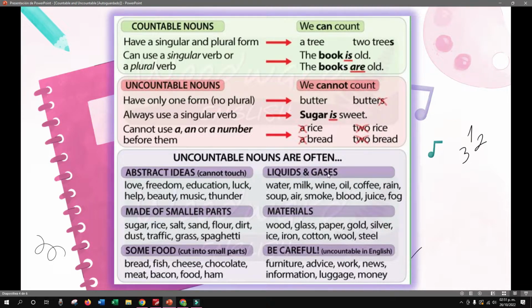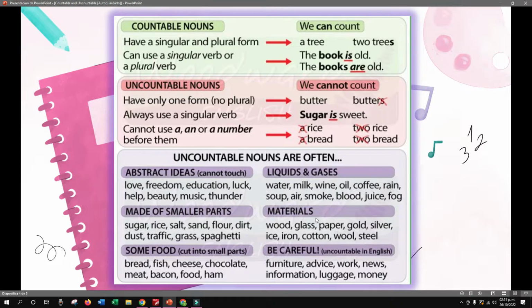Also liquids and gases like water, milk, wine, oil, coffee, rain, soup, the air. You cannot count the air, right? Smoke, blood, juice, fog, right? Por ejemplo, los líquidos o los gases, el agua, ya sabemos que no la podemos contar de, deme una agua, dos aguas, no. Un vaso de agua o una botella con agua, ¿verdad? Lo mismo pasa con el aire, no podemos contar el aire, ¿verdad? El humo, la sangre, ¿cómo contamos la sangre? 1 litro de sangre, ¿verdad? Pero no podemos decir una sangre, 2 sangres, no, that's incorrect, right? So those are uncountable nouns.